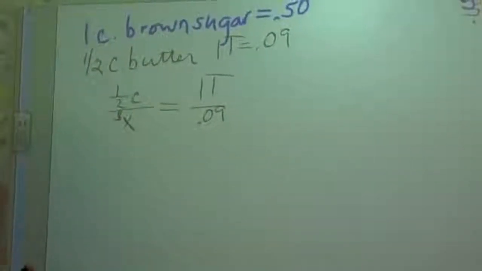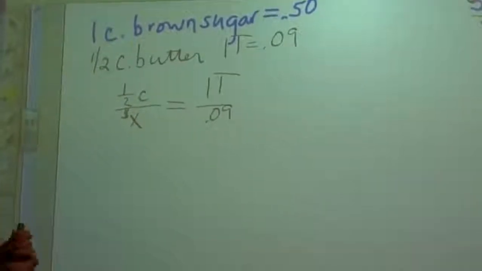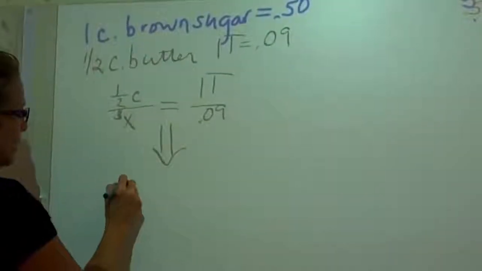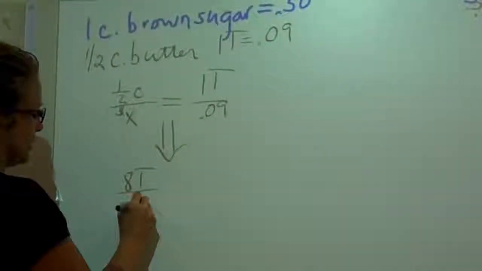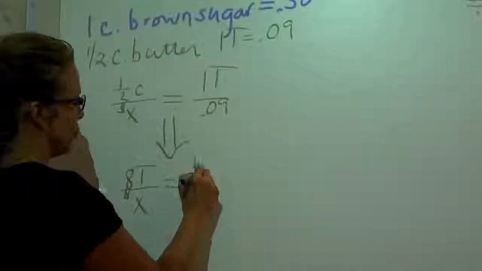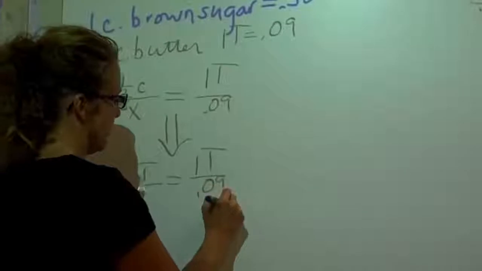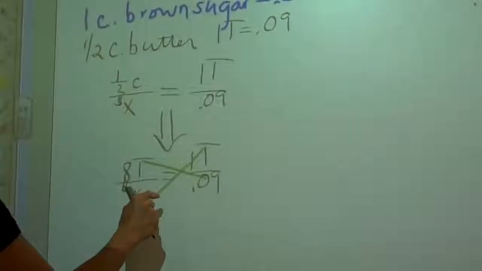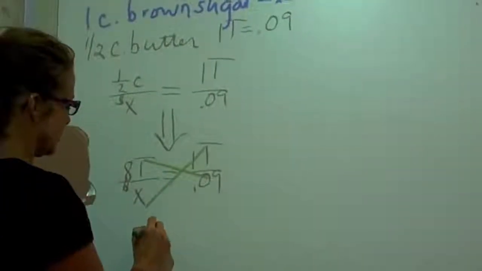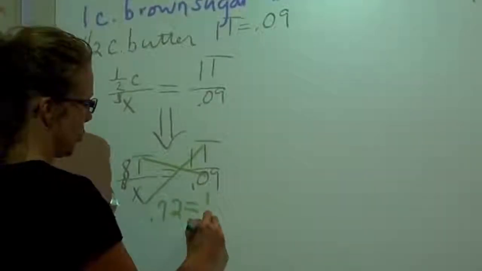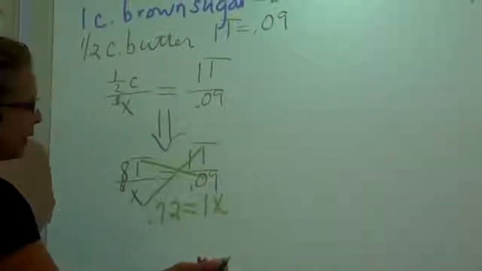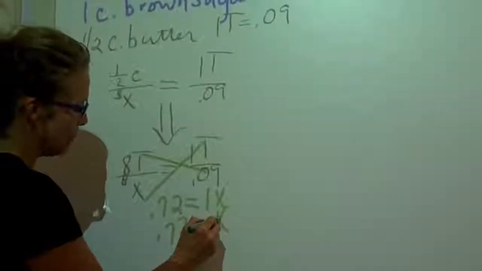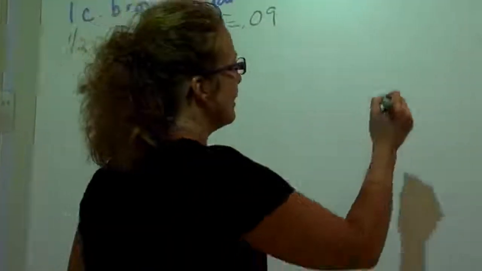Well, if you remember, there are 16 tablespoons in a cup, which means a 1/2 cup is 8 tablespoons. So we're going to adjust that and put 8 tablespoons over how much that costs, equals 1 tablespoon over 0.09. We're going to cross multiply, and you get 8 times 9 cents, which is 72 cents, equals 1x. So divide both sides by 1, and you get the same thing: 72 cents equals x. So the price of our butter is 72 cents. So I will add that to the list over here.